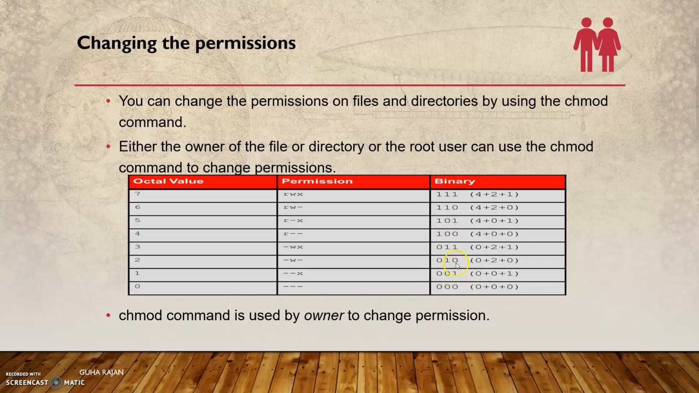Then 1 is execute, 2 is write, 3 is write and execute, 4 is read, 5 is read and execute, 6 is read and write, and 7 is read, write, execute. So that's about the permission. You can use the change mode command to change the permission. This is just a gist of it, and we'll get into the demo where you will understand better.